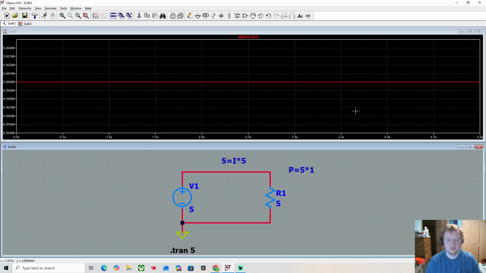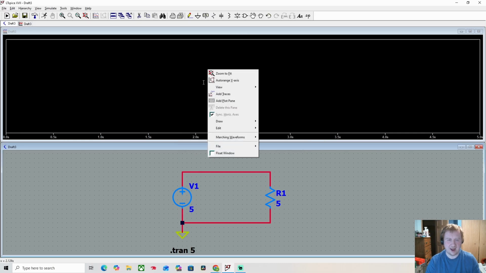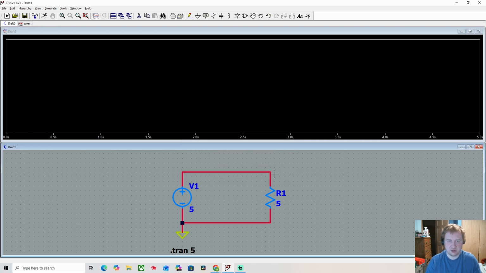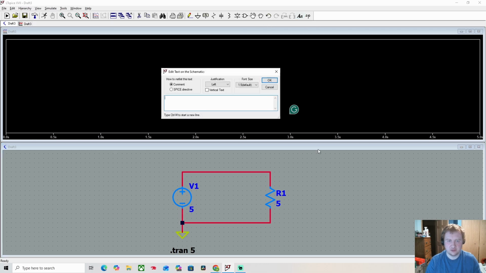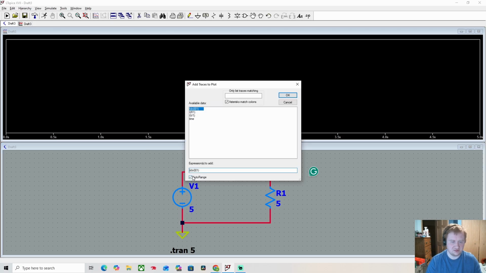We can also run a calculation to double check the I squared R value. To do that, we can right click this and delete the trace. We can add a trace of our own, and let's say that we want, hold on here, might have to do a little bit of algebra. Let's see, so V equals IR, we know that, and if we want resistance, we can just take V over I, so let's put parentheses around these.